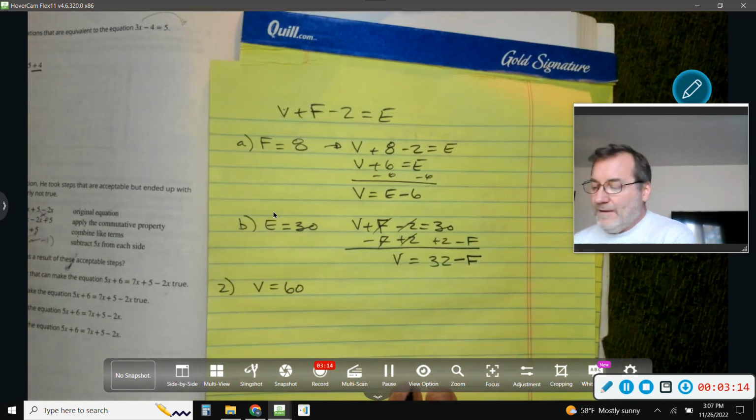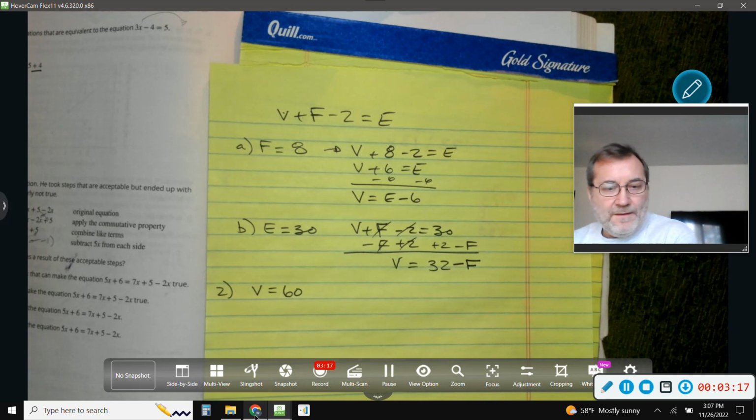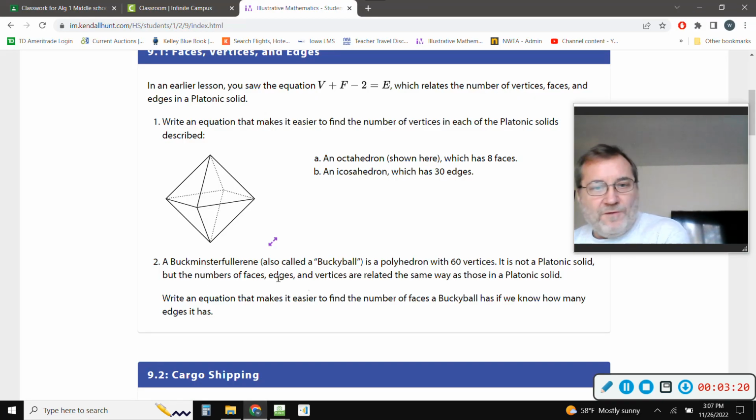Moving on to number 2. A Buckminster fullerene, also called a buckyball, is a polyhedron, meaning many-sided figure, with 60 vertices. It's not a Platonic solid, but the number of faces, edges, and vertices are related the same way as those of a Platonic solid. Write an equation that makes it easier to find the number of faces. So we want to find the number of faces on the buckyball, as we know how many vertices it has. Again, it has 60 vertices.